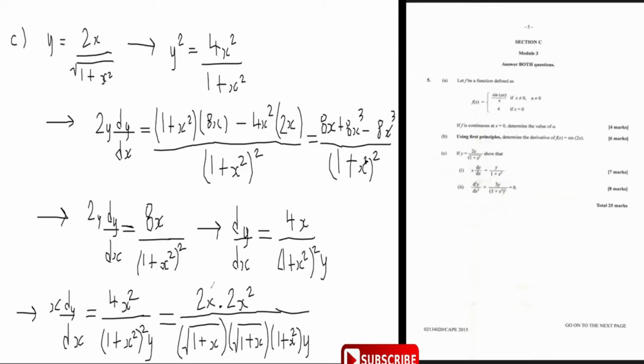Now look at this. What is 2x over the square root of 1 plus x squared? But look at this, we don't even have to write the numerator as 2x squared. We can write the numerator as 2x times 2x times x. Because guess what? Look at that now, 2x.